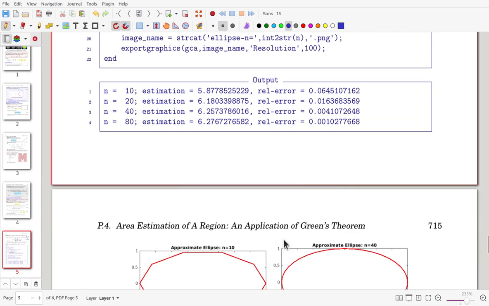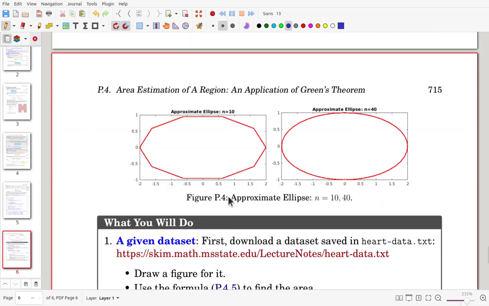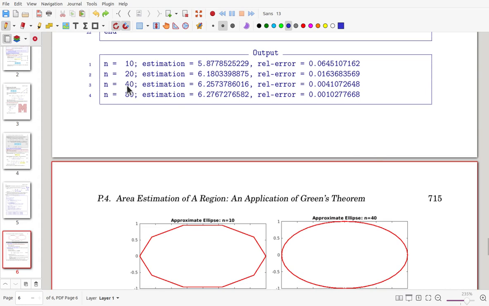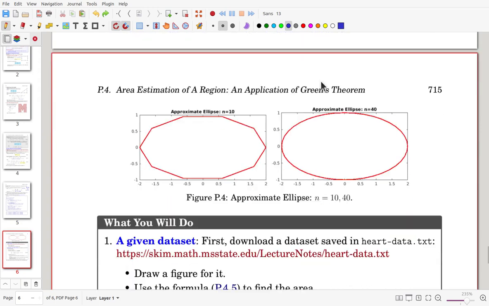Okay. Now these are figures for the approximate ellipse. When n is 10, we have this line segment quite vividly. When n is 40, then it's not easy to see the line segments, but each one will be a line segment and 40 subregions. Okay, that is the approximate ellipse. For this one, the area relative error is about 0.4%. Okay.